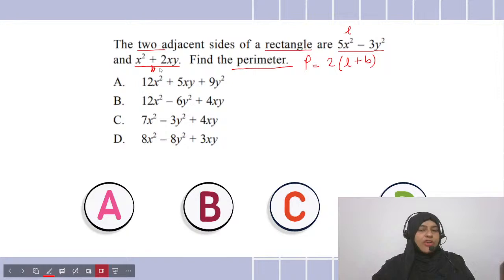Try to apply the formula, write the expression of length and breadth, and simply solve it. Definitely you will get the correct answer. Try to solve it, all of you.